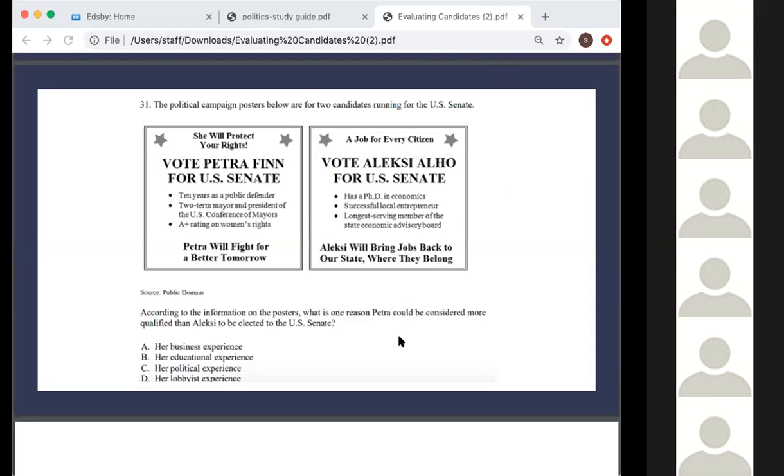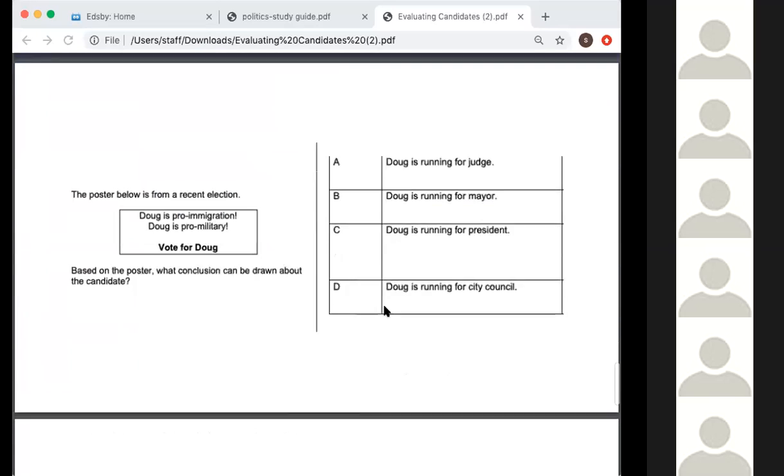Abby Vasquez, are you there? Why would somebody vote for Petra rather than this other person? Is it A, B, C, or D? C. The answer is C. It's her political experience. She has experience being in the government. Yes. Abby, excellent job. Did you have a question? Your hand's up. No? Clap, clap.